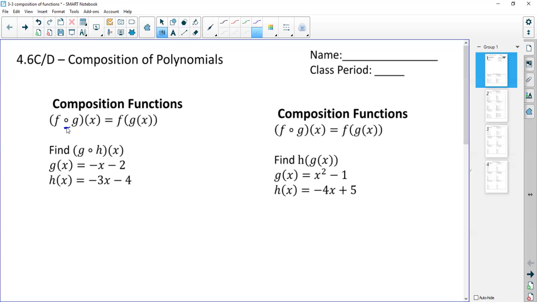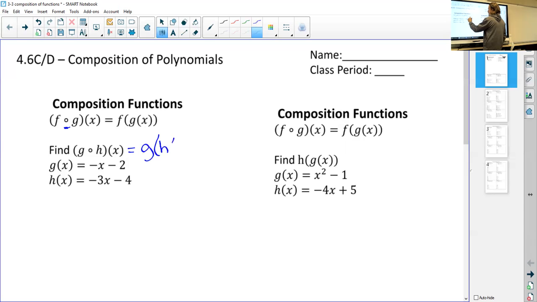So here's our example. Notice the letters are different, so don't feel like these have to match up. This is just a generic rule. Every time it's going to look like this. So we have g of h of x, so I can rewrite that as g of h of x.